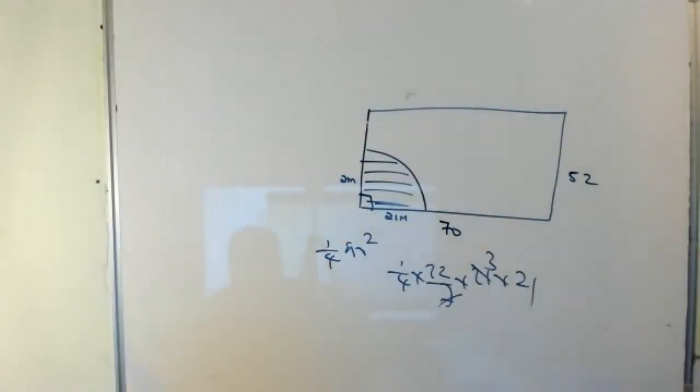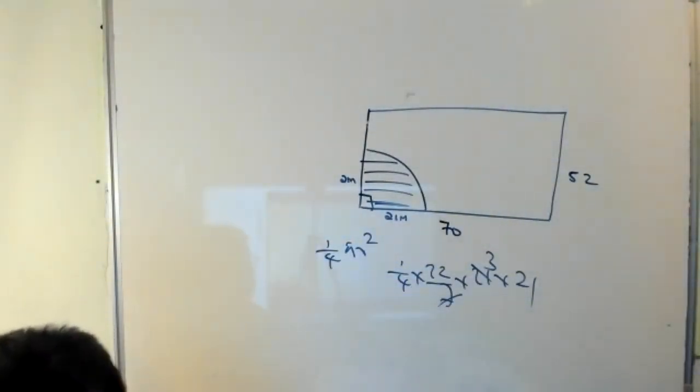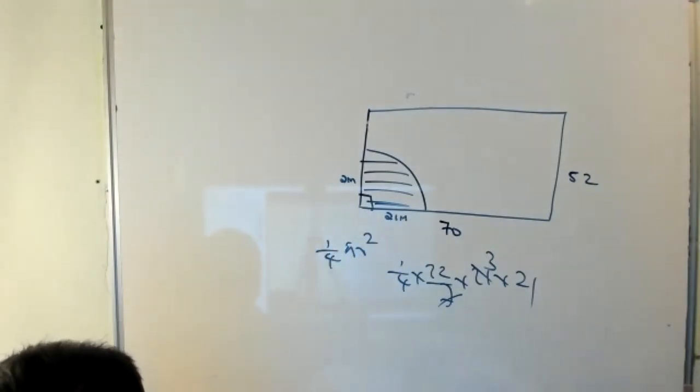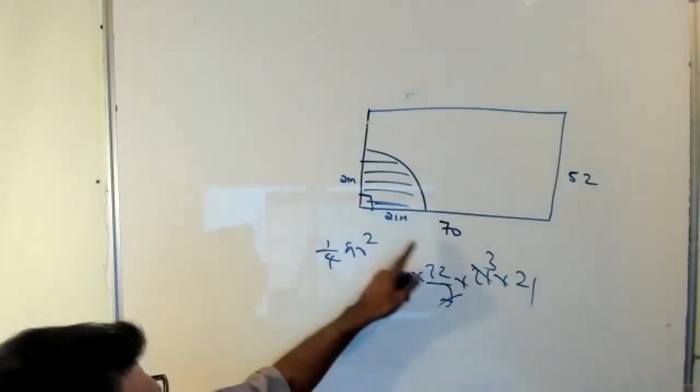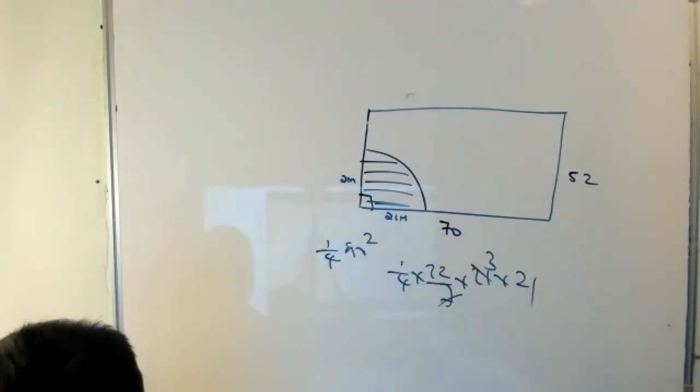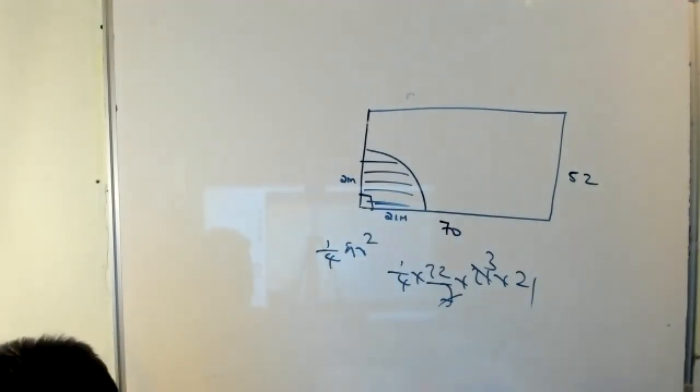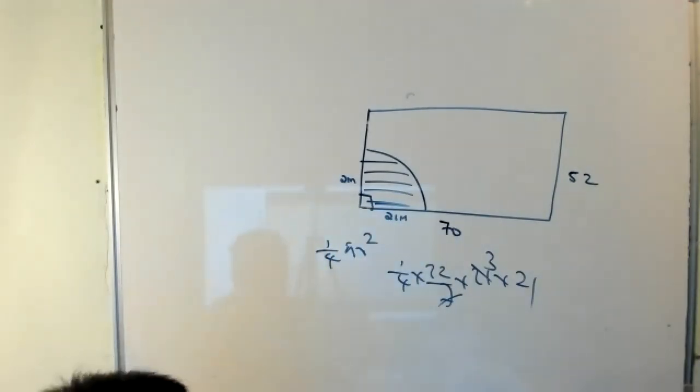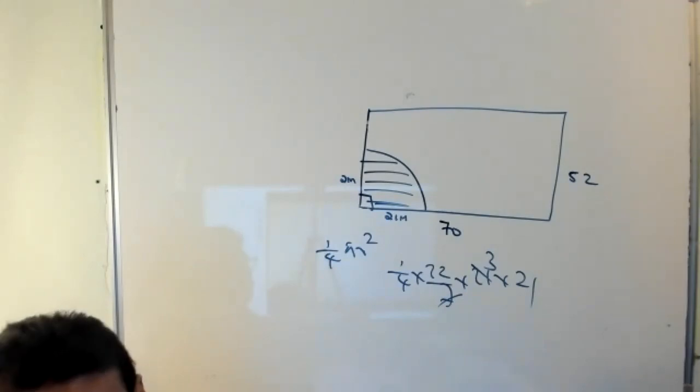Understood or not? Okay. Because this 70 is just given, no use of that. It is to show it's a rectangle, to show this angle is 90 degrees. That's only. You don't want to touch 70 and 52. Okay, you just find 1 by 4 pi r square.